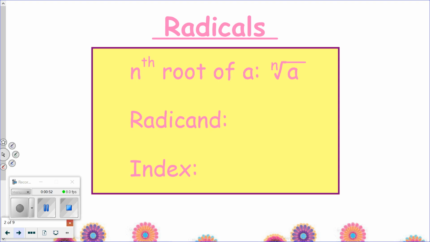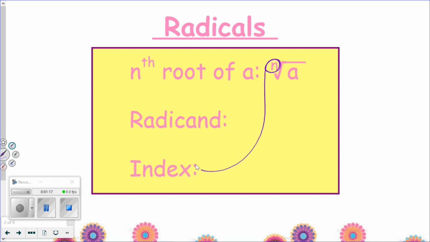All right, so talking about radicals, just some terminology for you. The nth root of a, so like the cubed root, the fourth root, fifth root, sixth root, or whatever, that's that little number right in there. Do you know what that number is called? Is that the radicand or the index? That is the index. So the index is this little number right here.